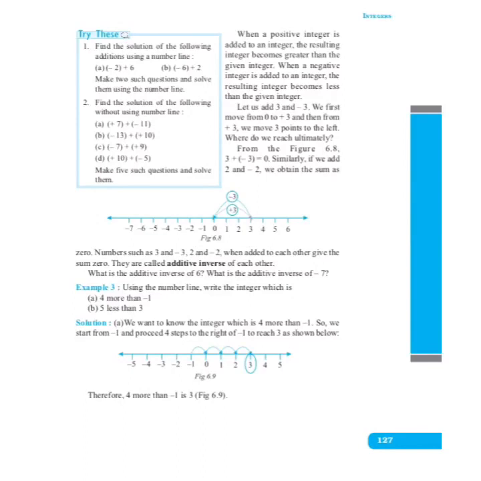Now children, on page number 127 only, we will see one more example. Using the number line, write the integer which is 4 more than minus 1. So here from minus 1, we will start on the number line and we will count 4 more than minus 1. So where will we reach? Yes, we will move towards the right and we will reach plus 3. As we have already learned, as we move right of 0, we get a greater number.